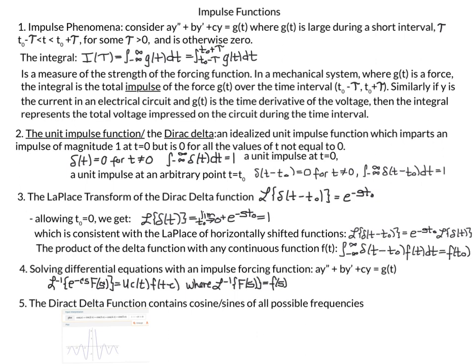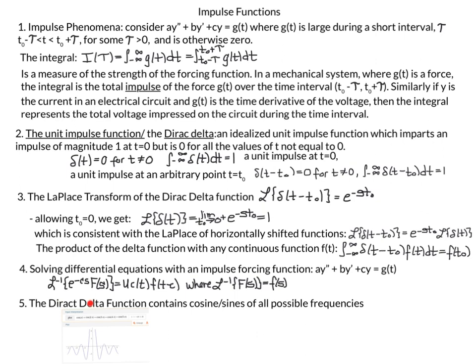Next, we defined the Laplace transform of these unit impulse functions, and it's equal to e to the minus s t naught, where t naught is where it's centered. And if t naught is equal to 0, if it's the Dirac delta, then the Laplace transform becomes 1. So the Laplace transform of the Dirac delta is equal to 1. We solved several differential equations with an impulse forcing function, and we used this formula here from a table of inverse Laplace transforms.